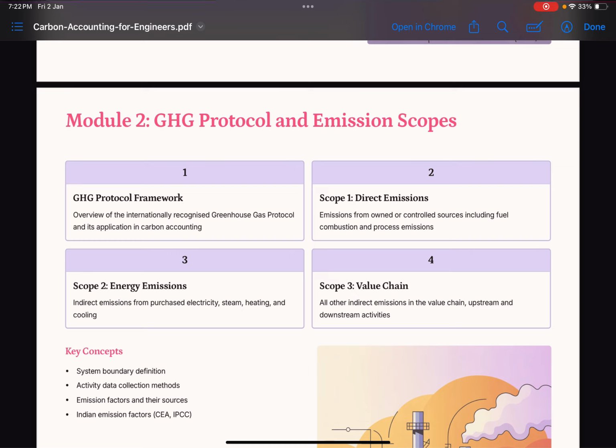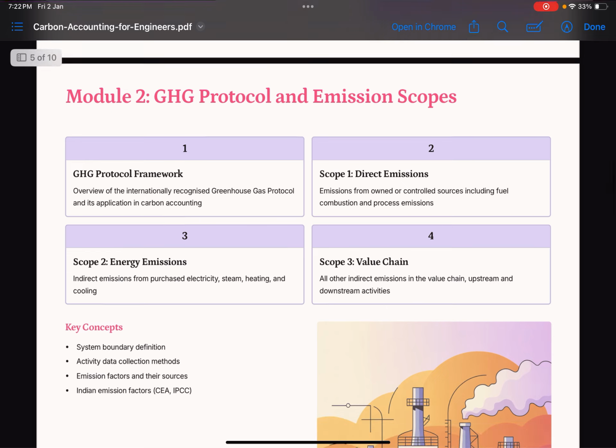So the key concepts like system boundary, data collection methods, emission factors and their sources would be discussed in my module 2, which is the GHG protocol and emission scopes.